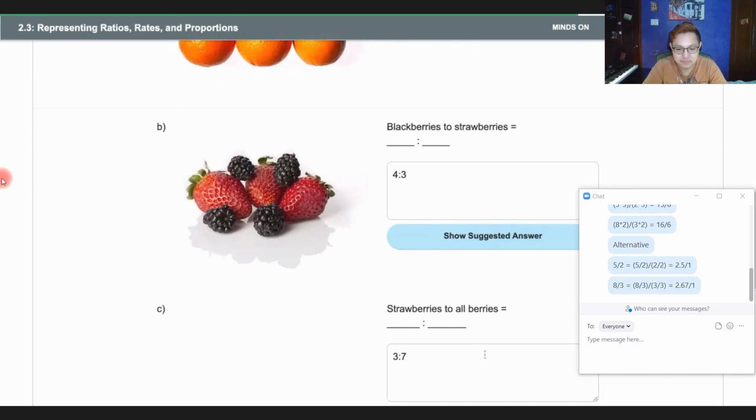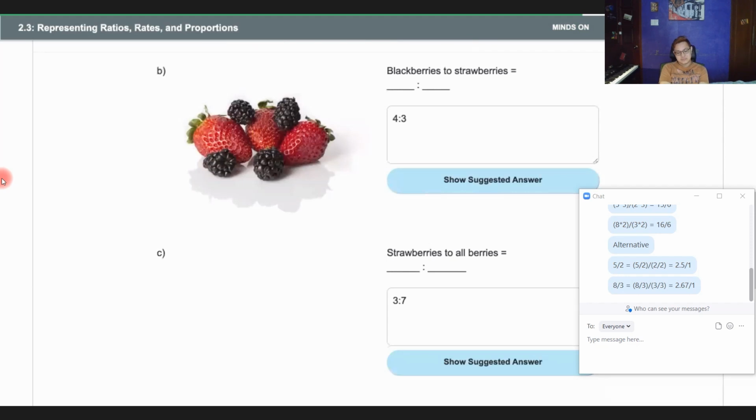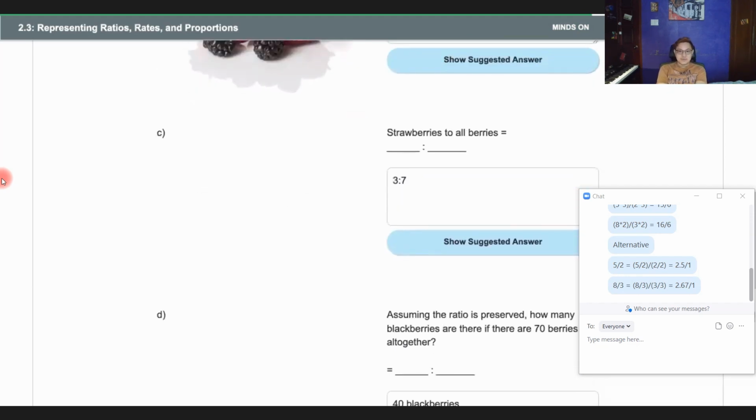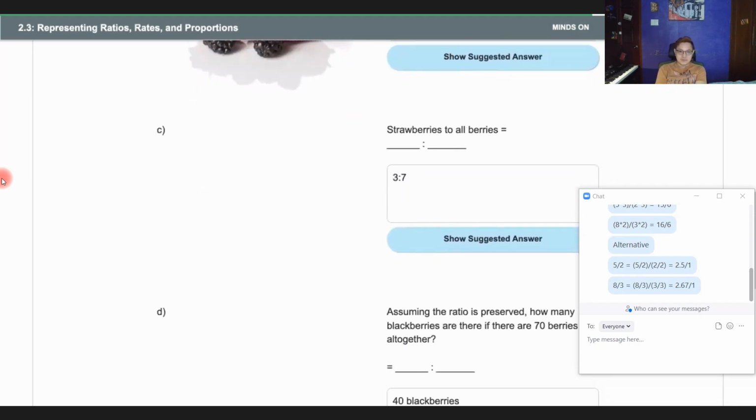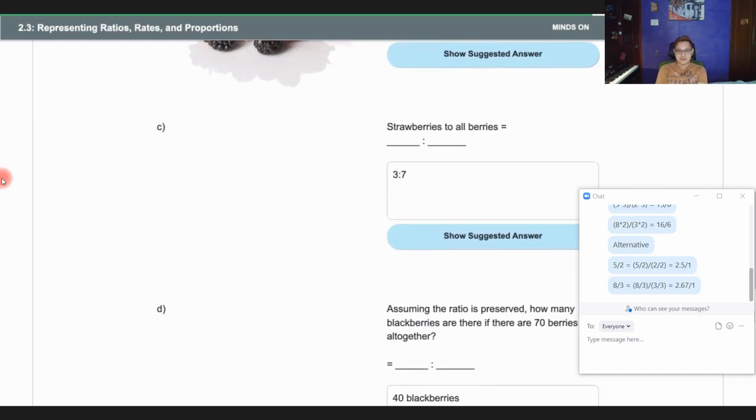So strawberry to all berries is 3 to 7, since there are 7 berries all combined. And there are 3 strawberries, so it's 3 to 7. True, 3 to 7. Assuming the ratio is preserved.